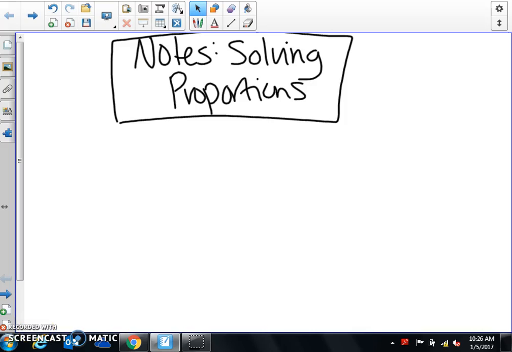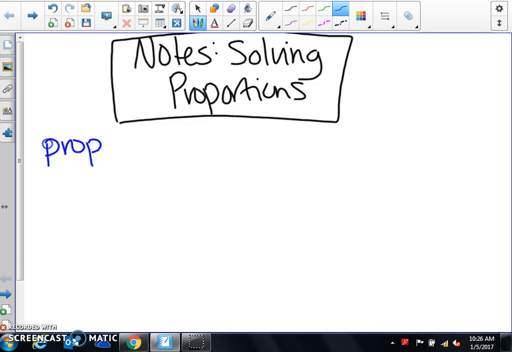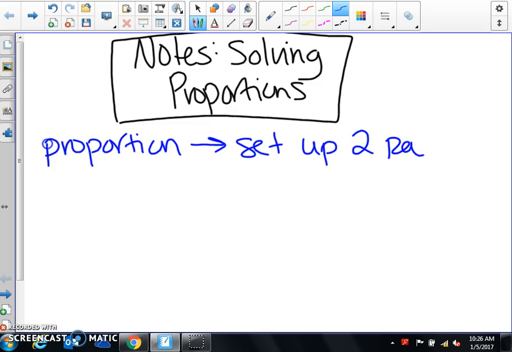Alrighty, so we're going to start a new unit, and we're going to start with solving proportions. The good news is we've been solving for a hot minute, so this is just a different way to solve equations, pretty much. First of all, you're going to be solving two ratios. A proportion is just setting up two ratios equal to each other.